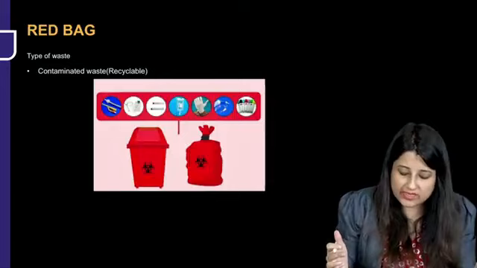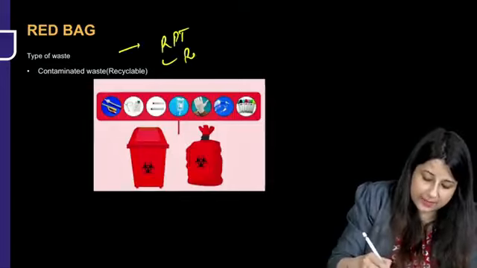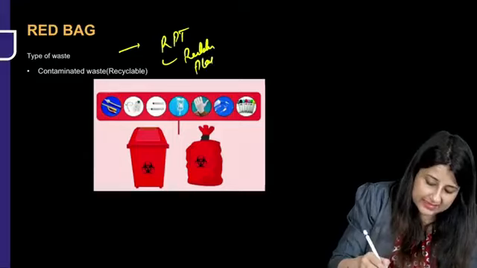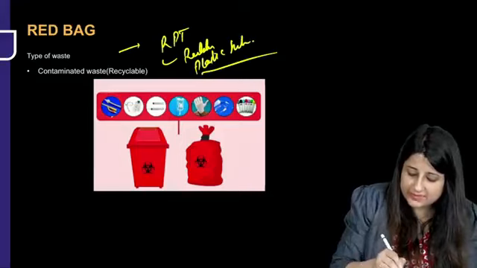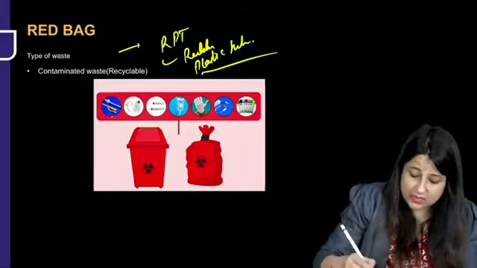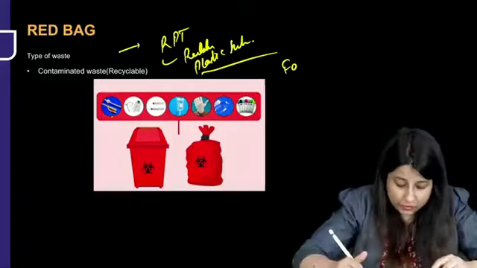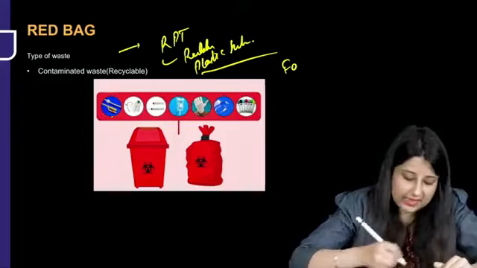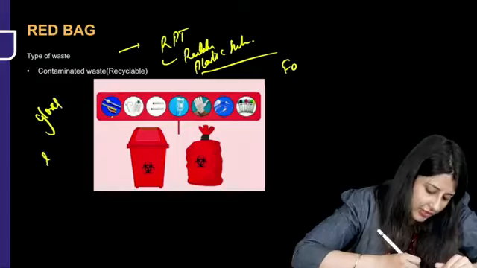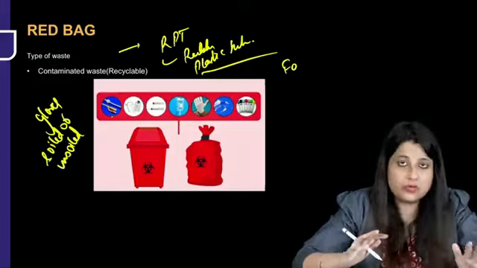Red bag, we all know: contaminated waste, recyclables, but please remember RPT: rubber, plastics as well as tubes, guys. So you can see a lot of images over here. Foley's catheter, Ryle's tube, I've made a list towards the end. Foley's catheter, Ryle's tube, IV drip sets, syringes without needles, gloves, very important, gloves, soiled or unsoiled, this is going to go into the red color bag. Please don't say gloves go into yellow, no.